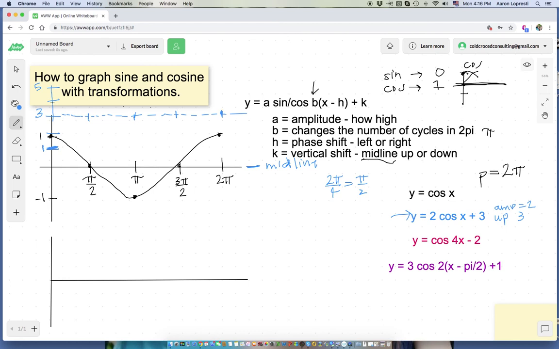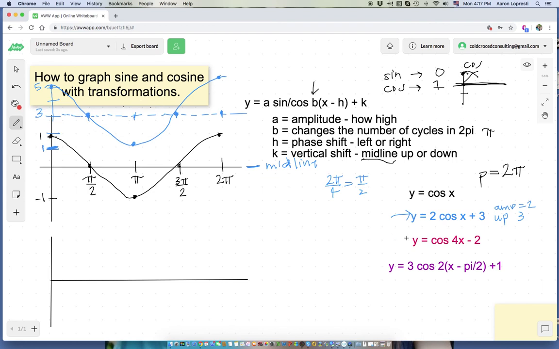All right. Cosine starts up, so it's going to start up at 5. Because remember, our amplitude was 2. So it's going to go up, middle, down to our blue one, middle, and then up. And there's our cosine. Awesome.